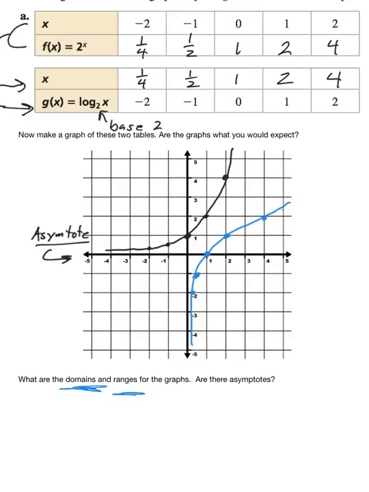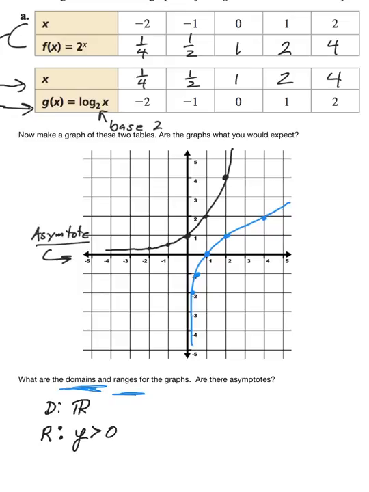what are the domains and the ranges? Let's do the domain for the black graph first. So the domain for the exponential function, what's it going to be? All real numbers. It is going to be all reals, because the graph itself uses all points to the left and all points to the right. The range will not be the same as that. The range for the first graph is going to be greater than 0. All y values greater than 0. Equal to or just greater than? Greater than, that's it.